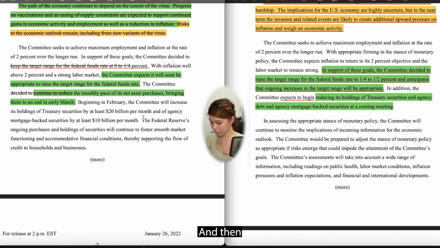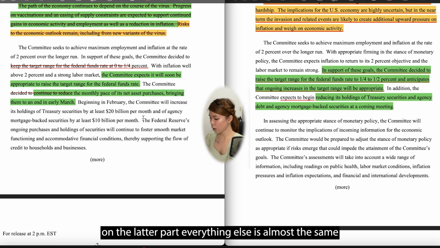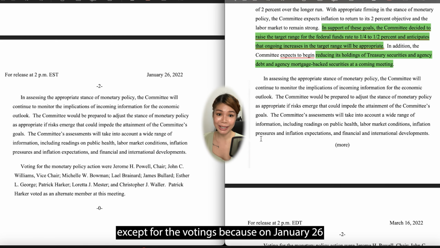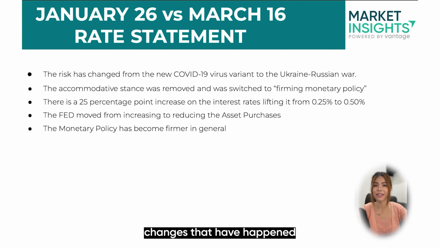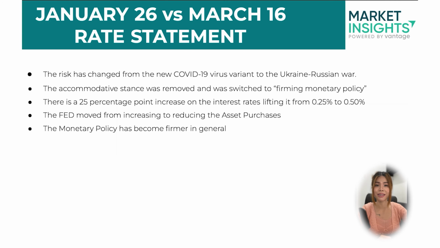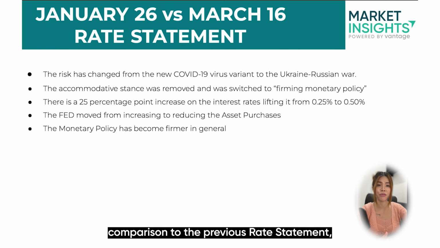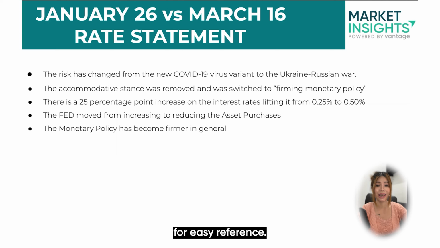And then on the latter part, everything else is almost the same except for the votings, because on January 26, everyone voted unanimously to keep the rates as is. We have marked the changes that have happened to the present rate statement in comparison to the previous rate statement. I will move on to the next step, which is creating a summary of the changes for easy reference.